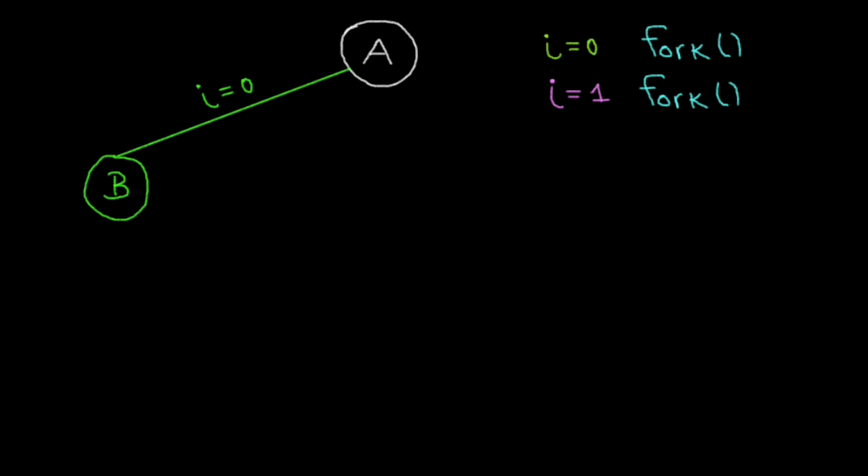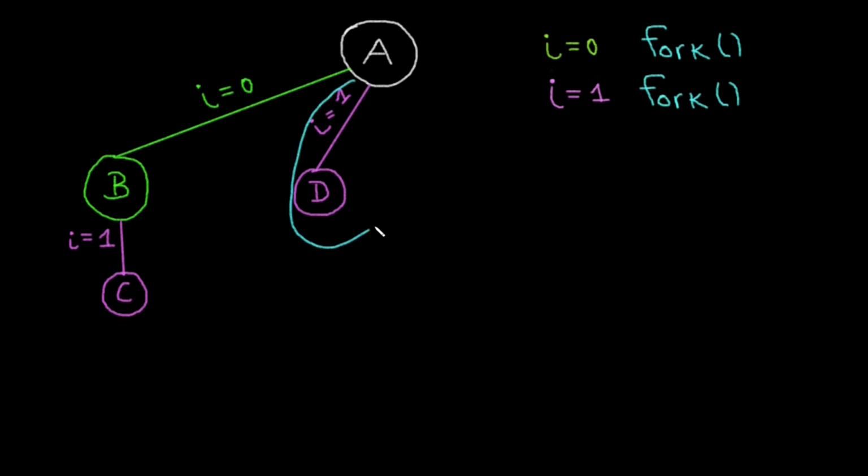In the second iteration of the loop, that is, when i is equal to 1, both processes perform a fork, process A and process B, so that B creates a child process which we can call C, and A also creates a child process which we can call D. Notice that this happens during the iteration where i equals 1. Now there are 4 processes.